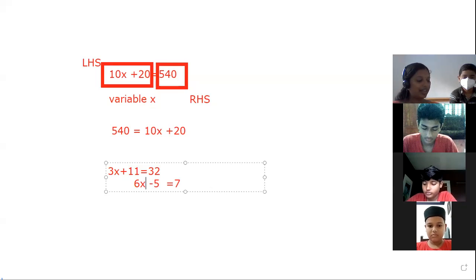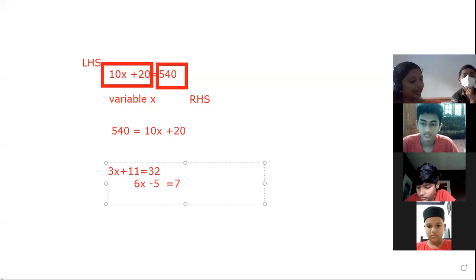Here we have been given some statements. Using the statements, we are formulating equations. So our second equation is 6x minus 5 is equal to 7. And what about the third one? 1/4 of m is 3 more than 7. Then how will you write this?